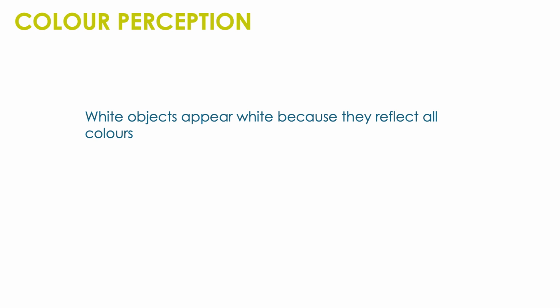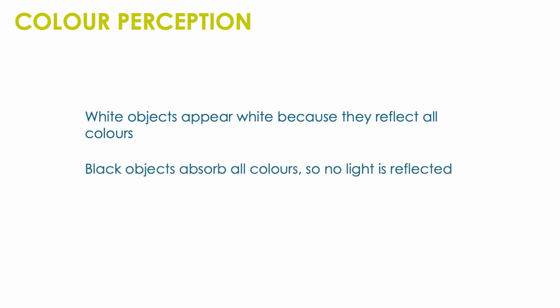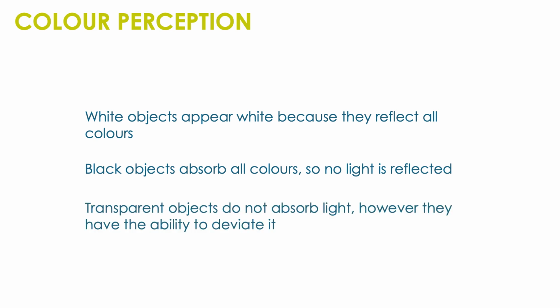White objects reflect all the colors, while black objects absorb them all. On the other side, transparent objects don't absorb light, but they can bend it, creating a unique visual effect.